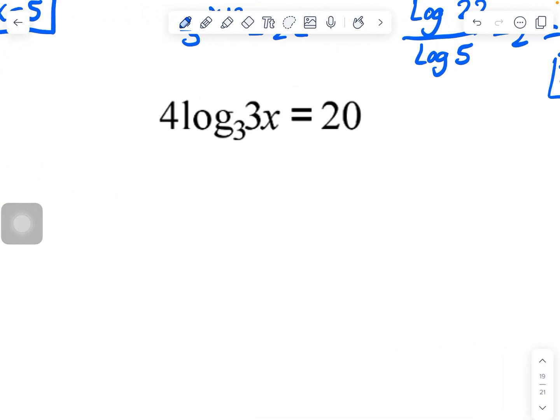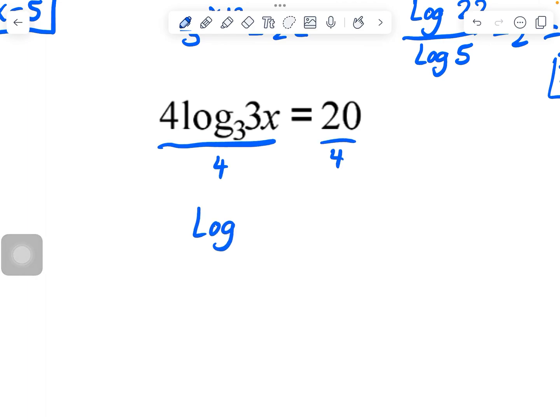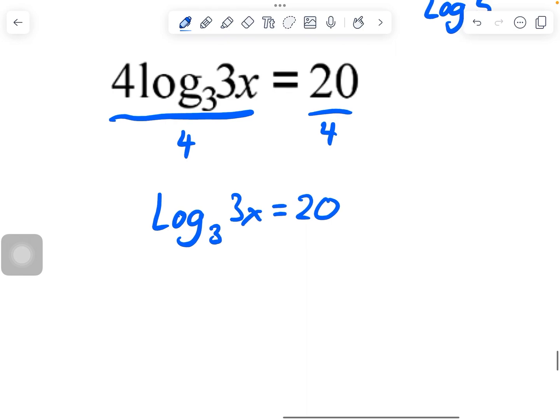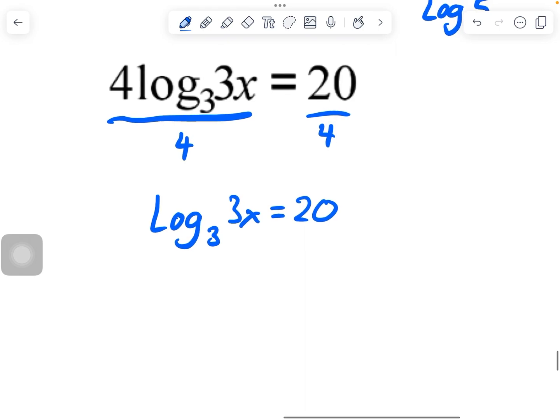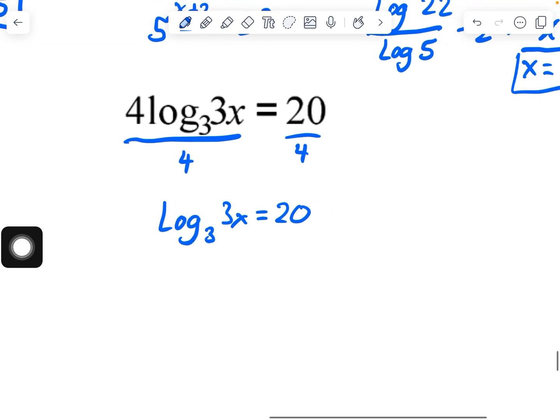A few more here. This one, if we have a number in front of the log, we should probably get rid of that immediately. So if I divide by 4, I'm left with log base 3 of 3x equals 20. This one here is kind of interesting because we do have log base 3 of 3, but x isn't our exponent.